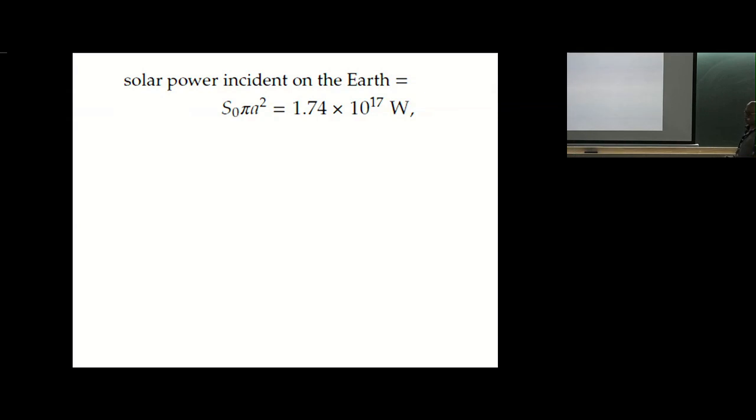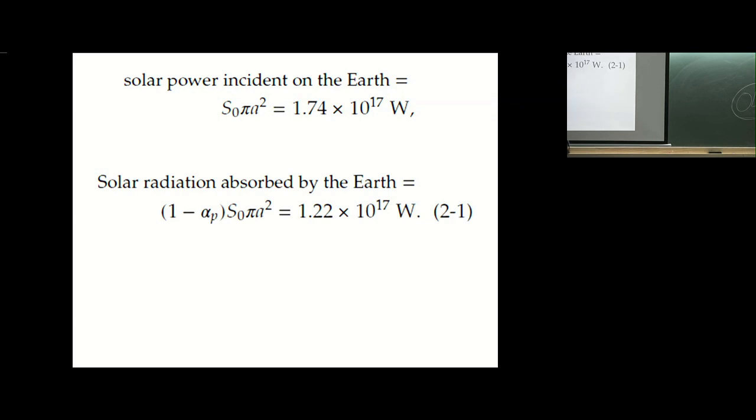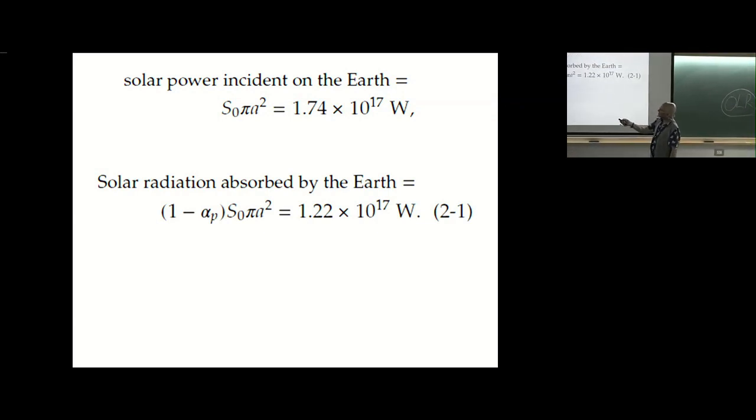Okay? You're not writing anything and you're looking kind of scared. So that's the amount of energy that's coming in. But obviously not all of it is being used, because there is what is called the albedo, right? So albedo reflects alpha times the energy coming in, and what remains is 1 minus alpha times that. So that is some number.